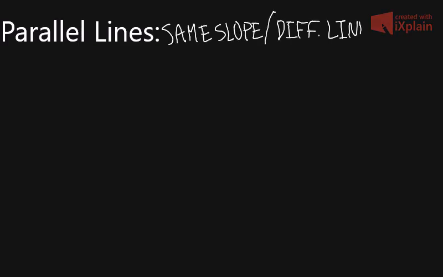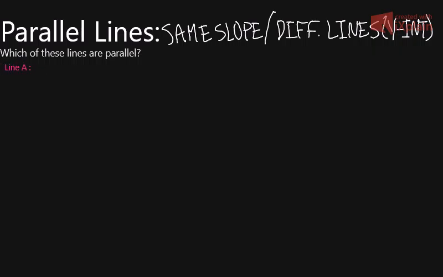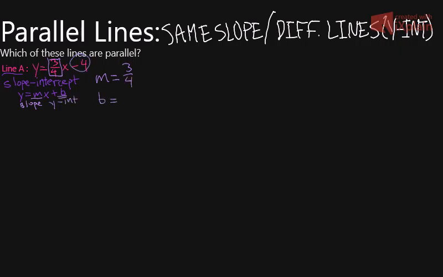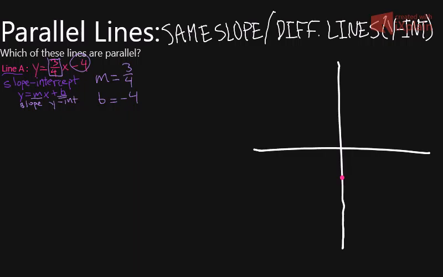Alright, first things first is parallel lines. Parallel lines are basically lines with the same slope, but they're different lines, or have a different y-intercept. The question is, which of these lines are parallel? Line A is y equals 3 over 4x minus 4. The equation is in slope-intercept form, so that's y equals mx plus b, and the slope is 3 over 4, and the y-intercept is negative 4.